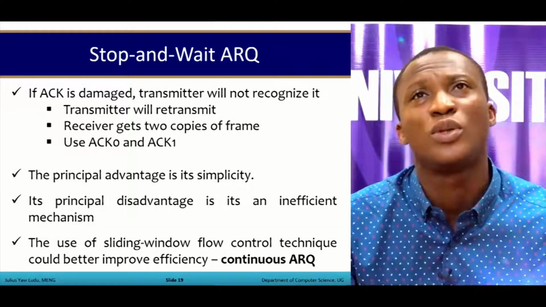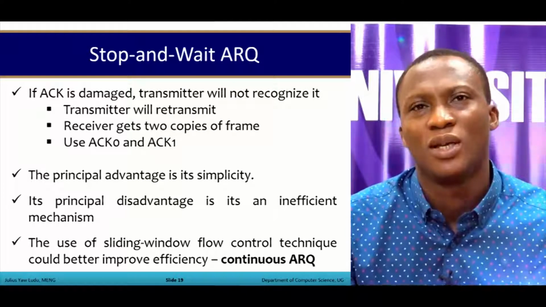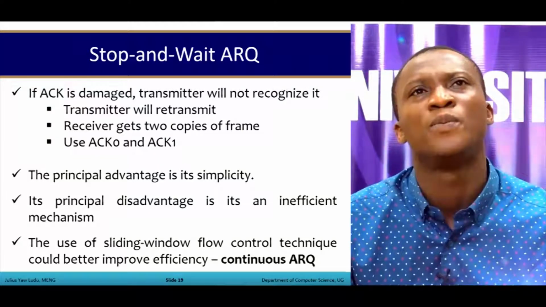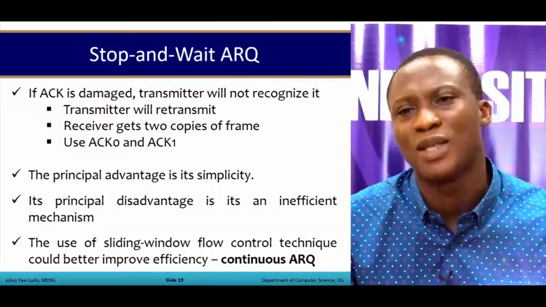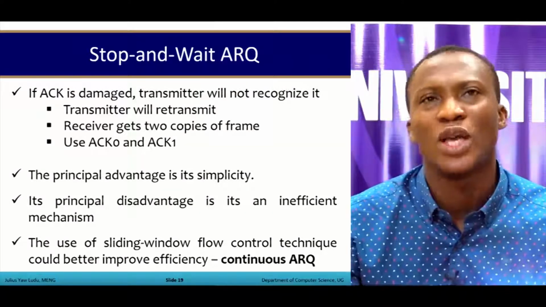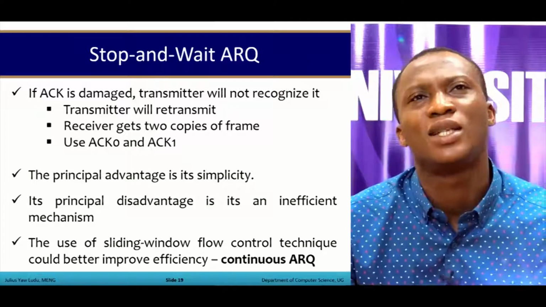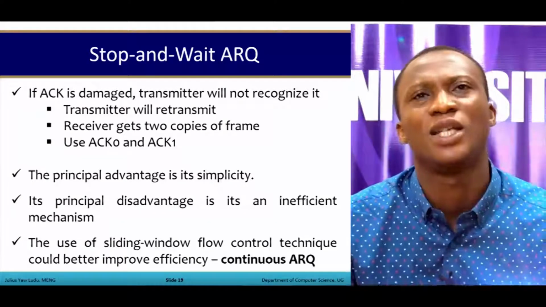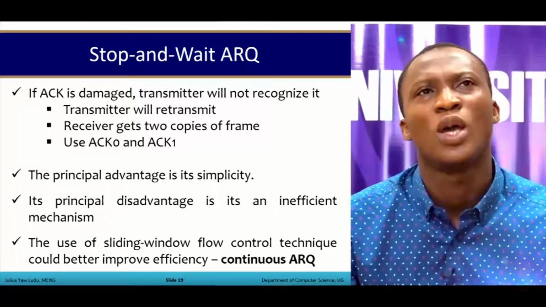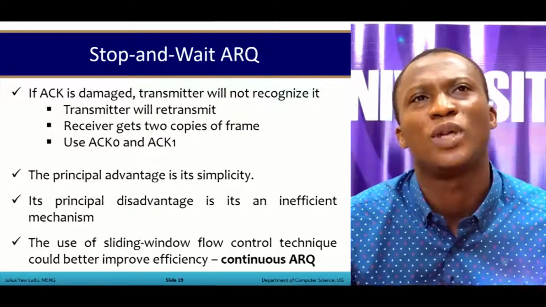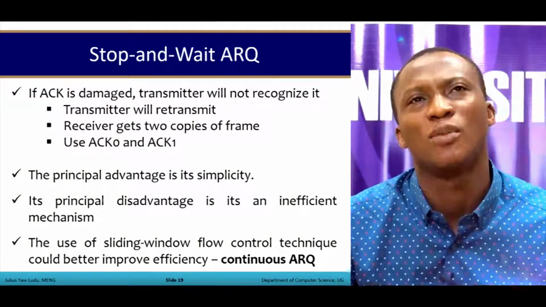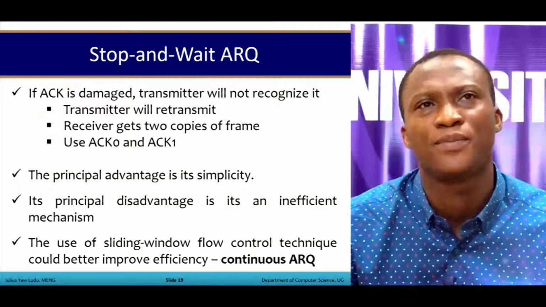So it means that the transmitter will have to retransmit. Once it does that, it means 2 copies of the frame have been sent. So it has to find a way of indicating that this is to acknowledge the first and this is to acknowledge the second. So here with the stop and wait, we use 2 acknowledgements, ACK0 and ACK1.